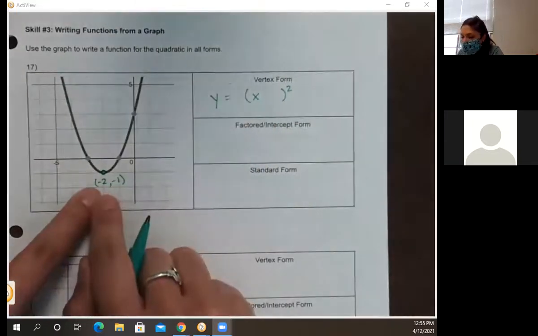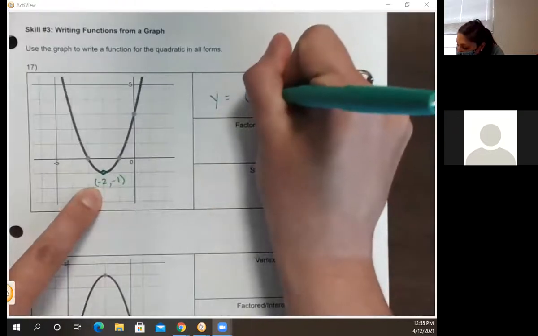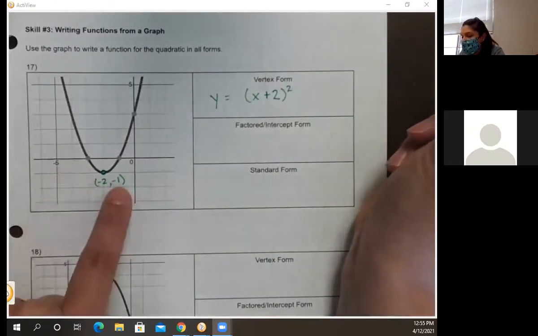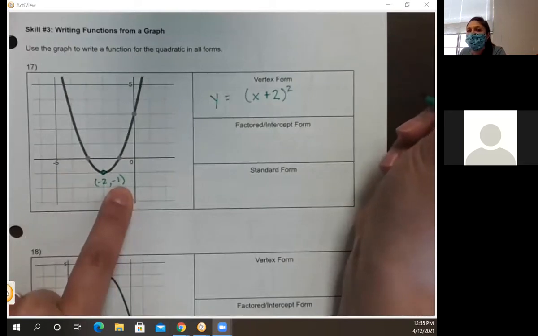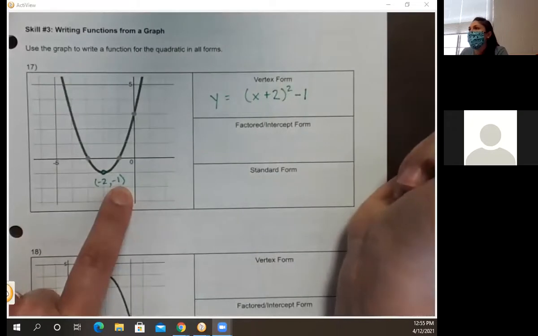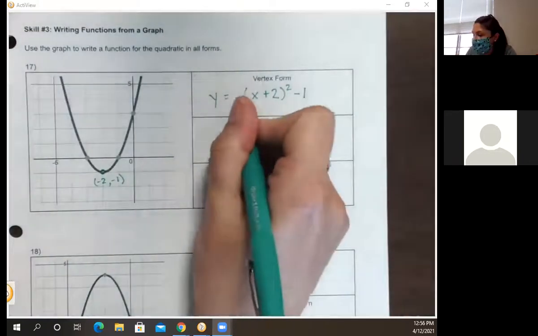If the x coordinate of my vertex is -2, that means I had to have x plus 2 in parentheses. If the y coordinate of my vertex is -1, that means I had to have -1 at the end of my function. With me so far? Okay, if we can pick the vertex out of vertex form, we can certainly take a vertex and put it into vertex form. And then the last thing I need to worry about here is my lead coefficient.